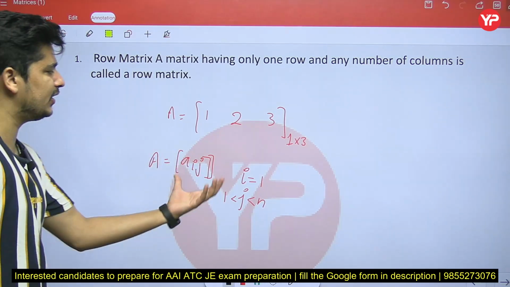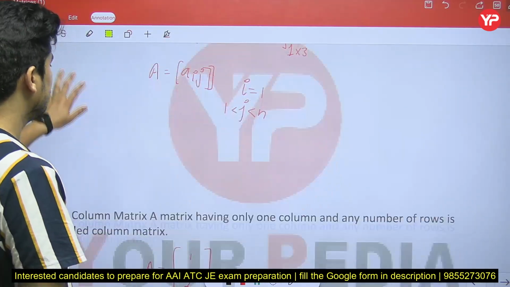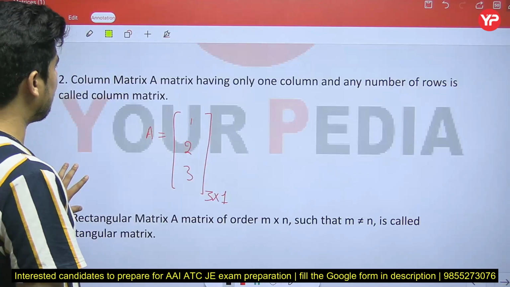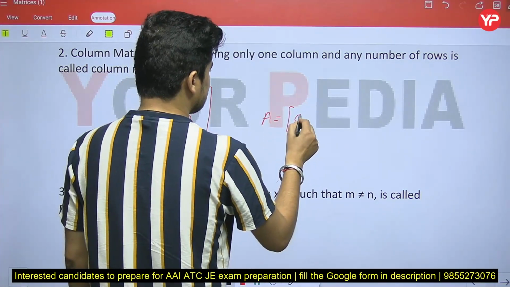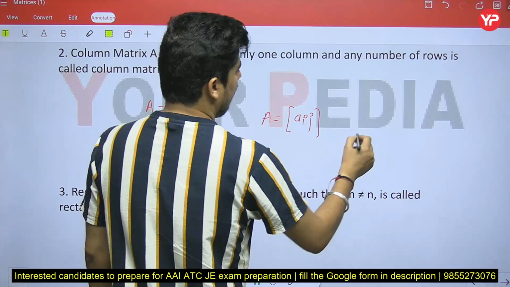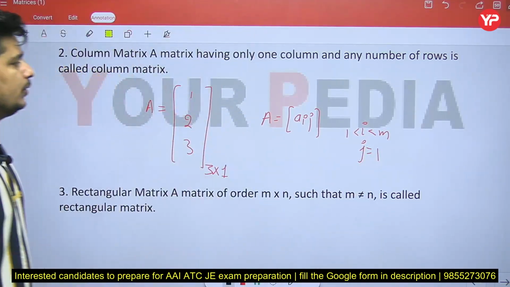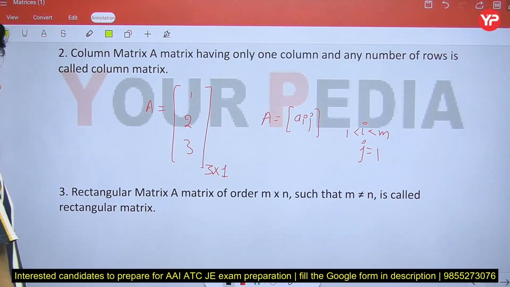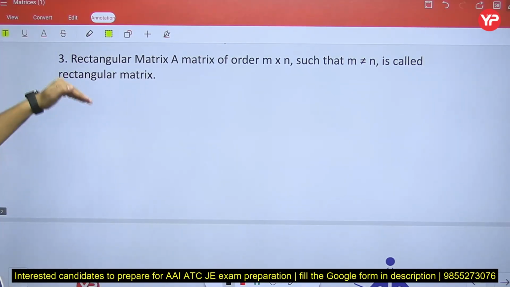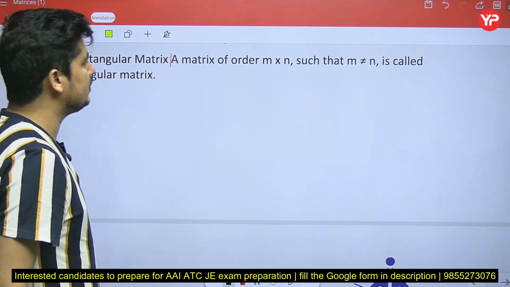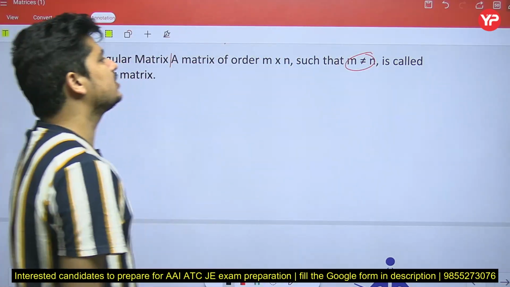So generally he gives this information and asks you which matrix is a row matrix and which matrix is a column matrix. If I come to the column matrix, what happens? We can represent a matrix A equal to Aij, where i can vary from 1 to m and j is equal to 1, which means only one column. That is a column matrix. Next, the rectangular matrix. I think I already discussed this with you. It is a matrix with order m cross n, where m does not equal n.